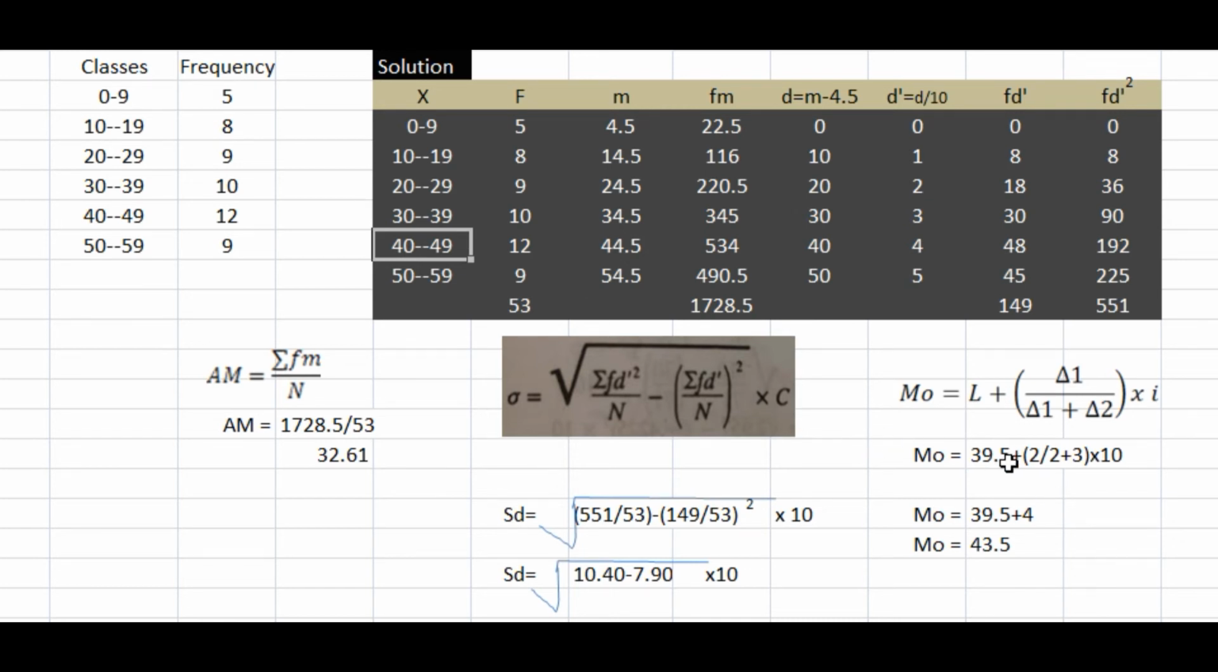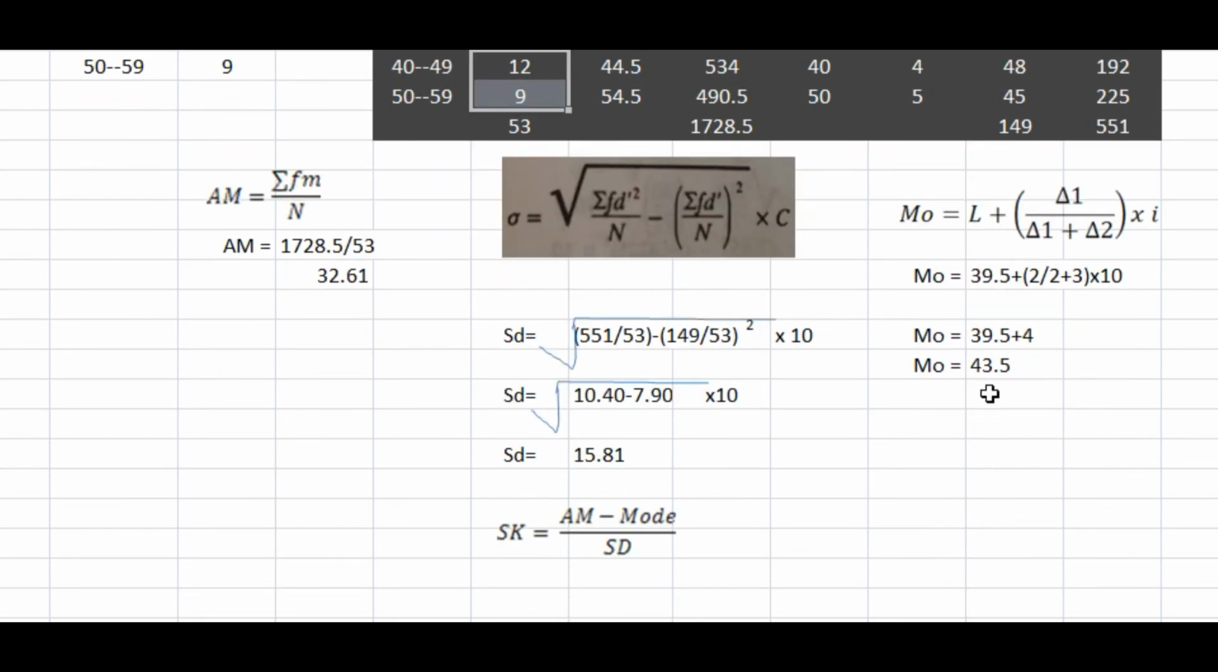So 40 minus 0.5 is 39.5, plus delta 1. What does delta 1 mean? 12 minus 10, 2. Right, 2 is delta 1 here. Delta 2 is 12 minus 9, which is 3. So 2 is delta 1 and delta 2 is 12 minus 9, 3, into i, the class width, 10. Now 39.5 comes as it is. 2 divided by the total, 2 plus 3 is 5. 2 by 5 into 10 is 4. So 39.5 plus 4 equals 43.5.